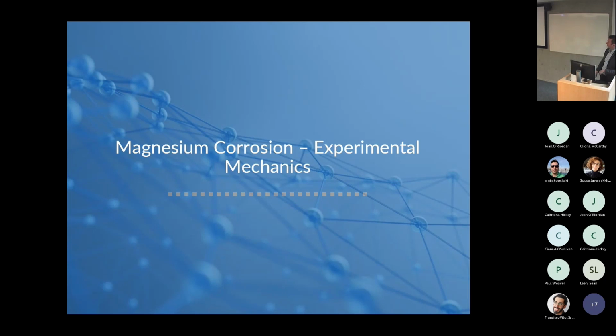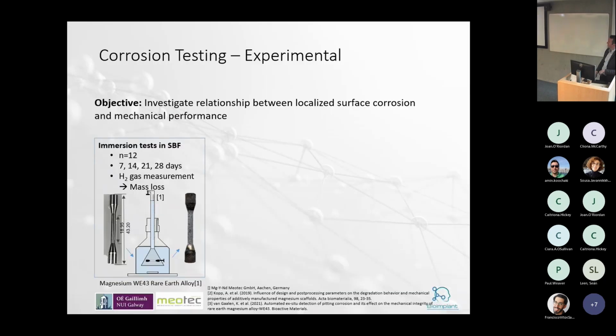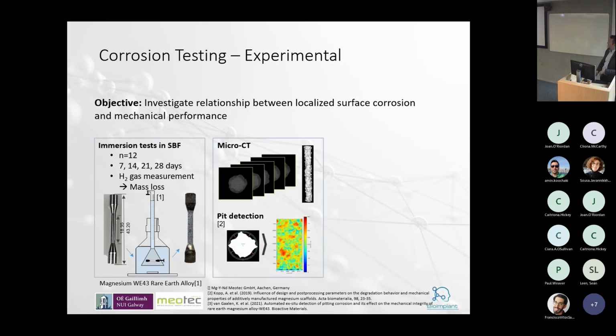So I'll run through some of our experimental mechanics tests first. What we've been doing is looking at corrosion performance of WE43 dog bone specimens. These are our tensile specimens that are produced by Miotect, our company in Germany. And we essentially immerse these in a corrosive medium for 28 days, and we evaluate the evolution of surface corrosion and also evaluate the mechanical strength of these specimens.